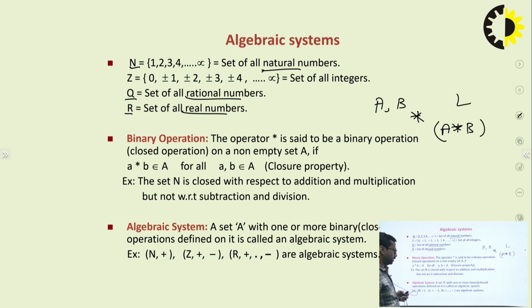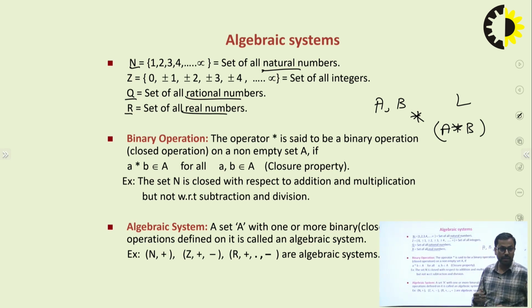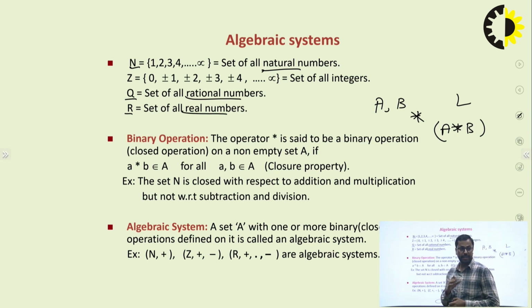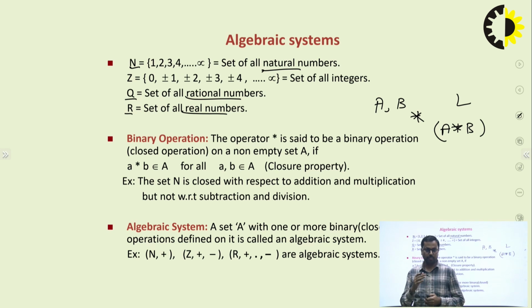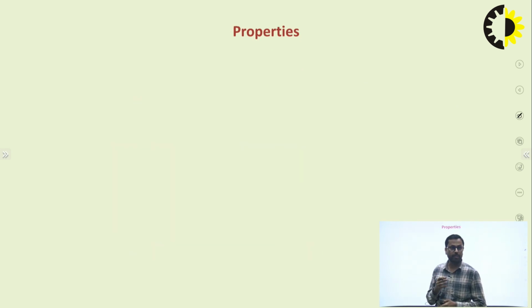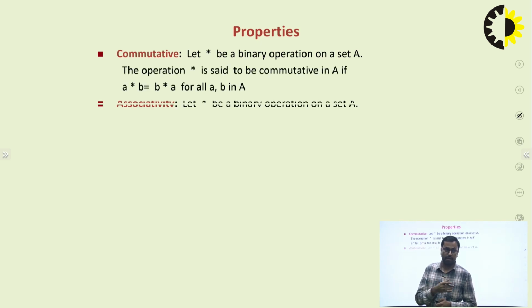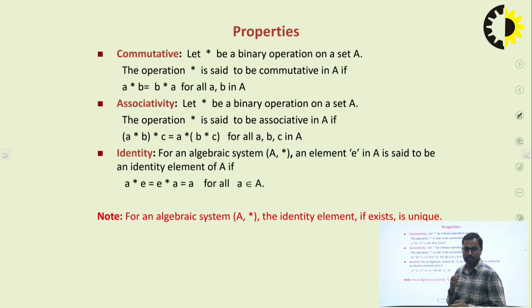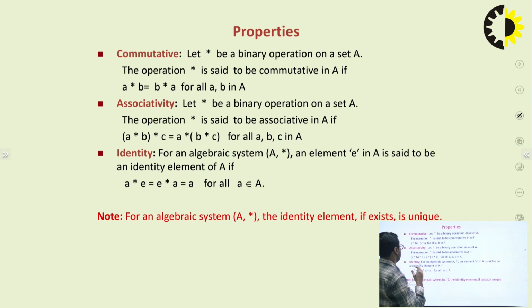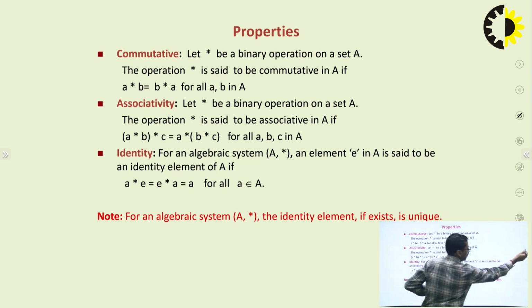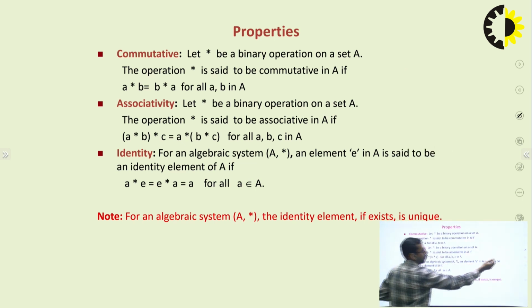What is an algebraic system? A set A with one or more binary operations, that is the closure property, and some other properties that I will discuss in the next slides, is an algebraic system. So basically, an algebraic system is a system where some binary operations are covered with the properties that are commutative, associative and identity. From the first stage I will define the commutative law and other laws, so that the concept will be clear.